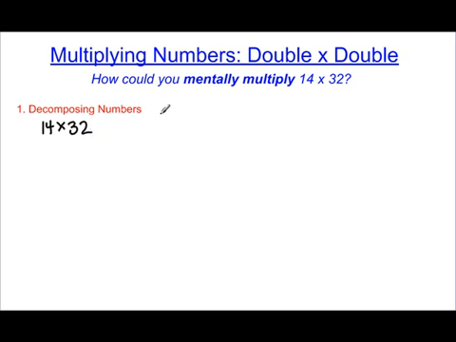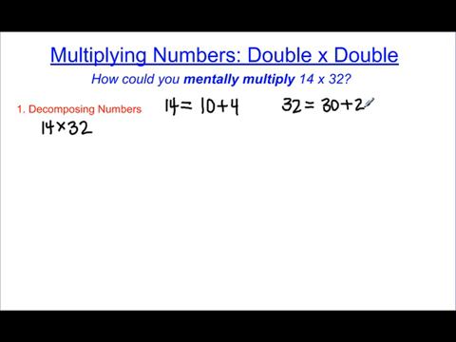Since we're decomposing numbers in this clip, I want to decompose both numbers. Let's start with 14. Again, just as a reminder, decomposing a number means to take 10 or a multiple of 10 out of the number and add on the rest of the number. So in our case, 14 can be decomposed into 10 plus 4. And 32 can be decomposed into 30, since 30 is a multiple of 10. And we'll add on the rest of the number, which is 2.